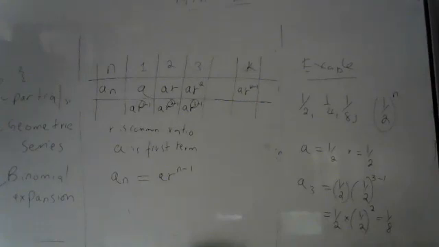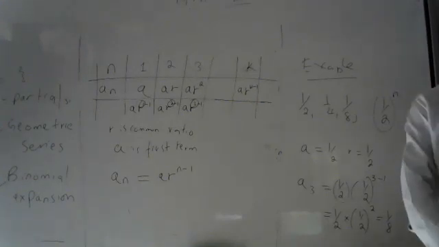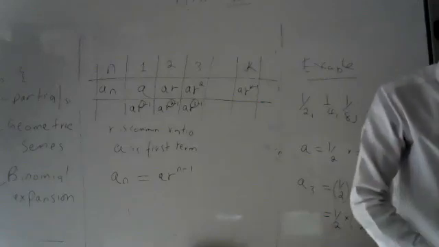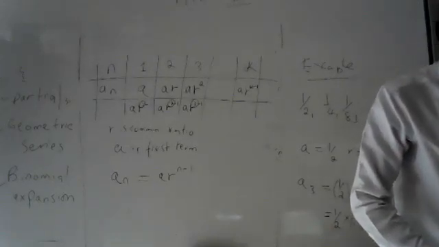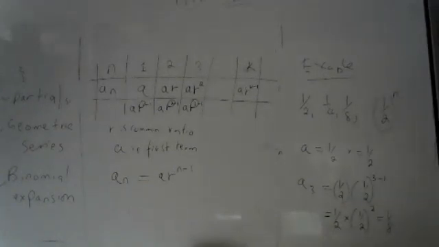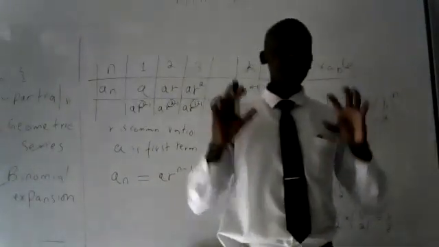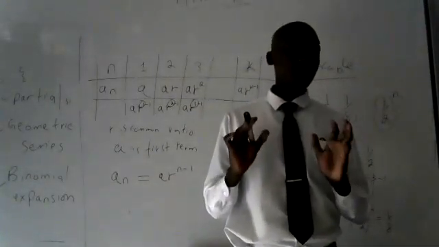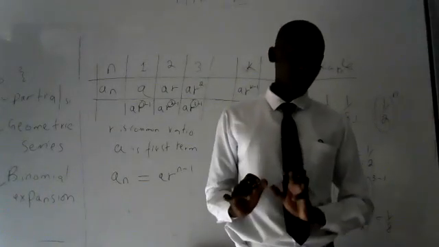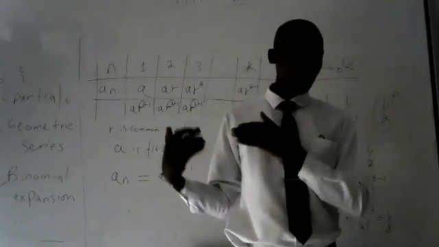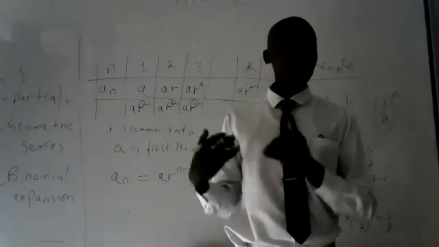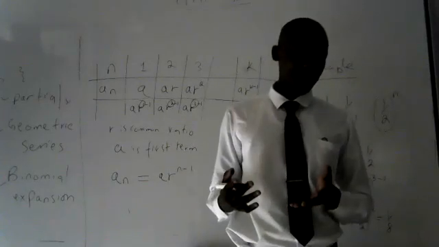Excuse me, sir. Yes, please. Can you please show us again how you got R? R is given in the definition. I've defined a geometric sequence as a sequence in which the ratio of any 2 successive terms is a constant. And for the sake of my definition, I've chosen that constant to be R.